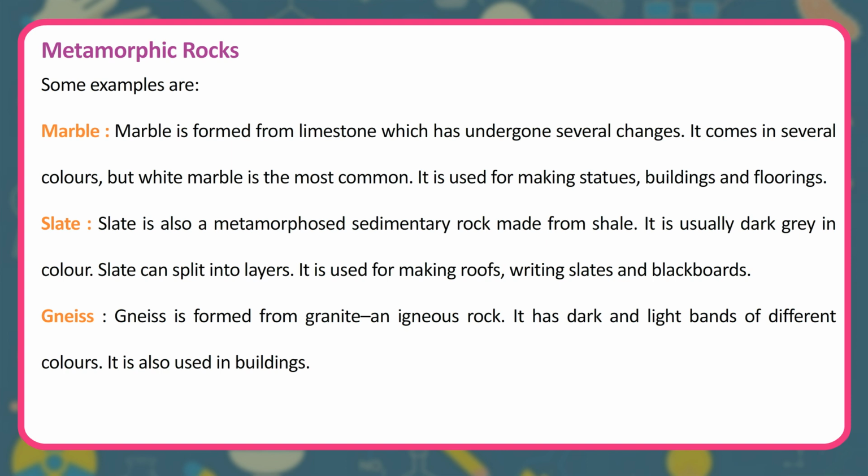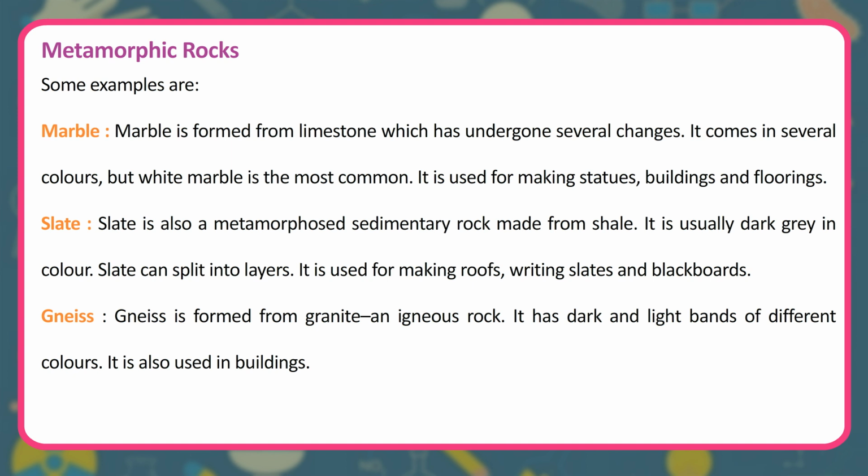It comes in several colors, but white marble is the most common. It is used for making statues, buildings and floorings. Slate. Slate is also a metamorphosed sedimentary rock made from shale. It is usually dark gray in color. Slate can split into layers. It is used for making roofs, writing slates and blackboards.